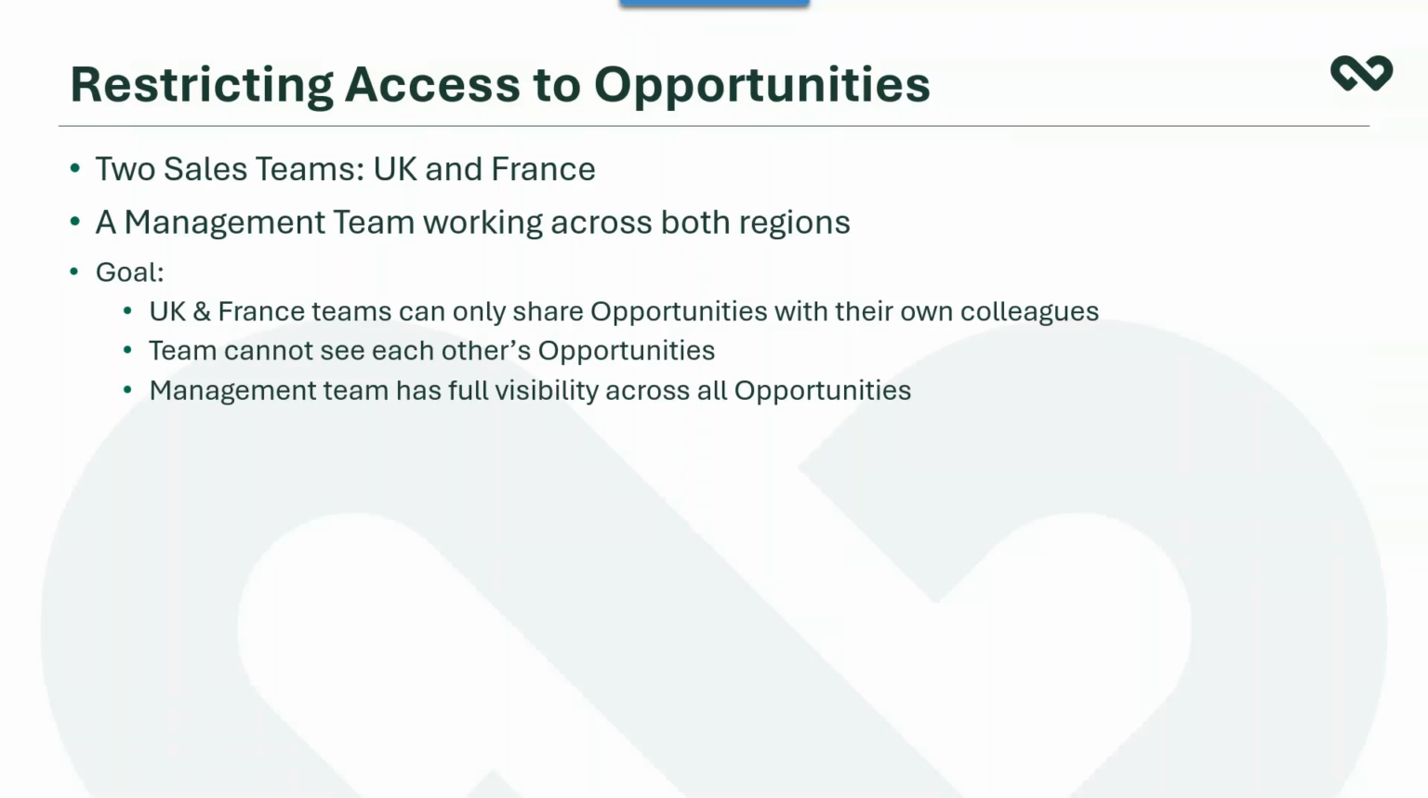We need to set permissions such that the UK and France teams can only share opportunities with their own teammates. They shouldn't be able to see each other's opportunities. At the same time, the management team should have full visibility across all opportunities. Let's now switch to Workbooks so I can show you how this is done.